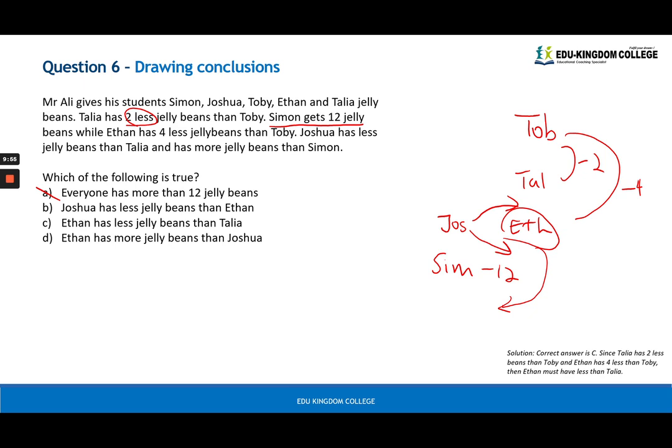So A is out. B, Joshua has less jelly beans than Ethan. With our arrows, you can see that we don't know. He might have more, he might have less, so B is out. C, Ethan has less jelly beans than Talia. Now that is definitely true because Talia is 2 minus Toby and Ethan is 4 minus Toby. So C is the answer. D, Ethan has more jelly beans than Joshua. Again, with our arrows, we don't know. Okay, so C is the best one.